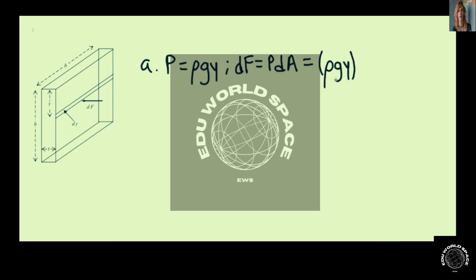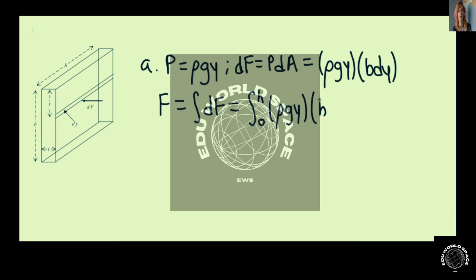And so this would be equal to the gauge pressure, rho g y, multiplied by b times dy, the differential of the depth. And so the force would be equal to the integral of the differential of the force, from 0 to h, the total height, of the gauge pressure multiplied by b dy. And we can then say that the force is equal to 1/2 times the density rho times the acceleration due to gravity times b h squared. So this would be our answer for part A.